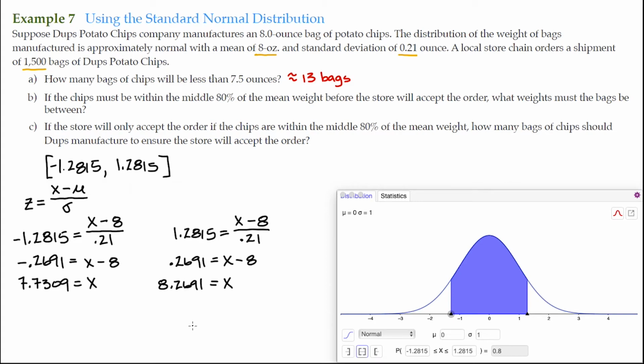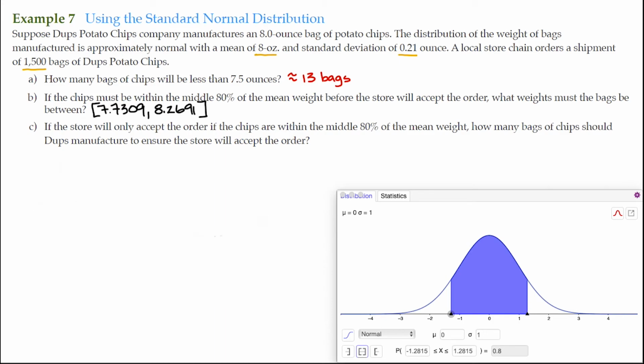So the interval, if the chips must be within the middle 80% of the mean weight before the store will accept the order, what weights must the bags be between? They must be between 7.7309 ounces and 8.2691 ounces. And there we go.